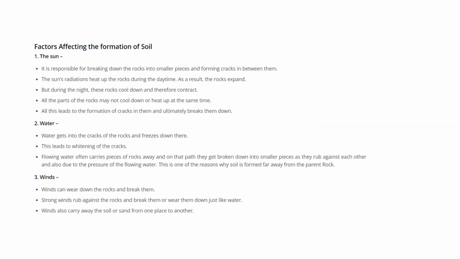So previously I told you about how the soil is formed, that is by the breaking down of the rocks, mountain rocks, through biological, physical or chemical processes. There are a few factors that affect the formation of soil. So first factor is the sun. The sun heats up the rocks during the day so that they expand.